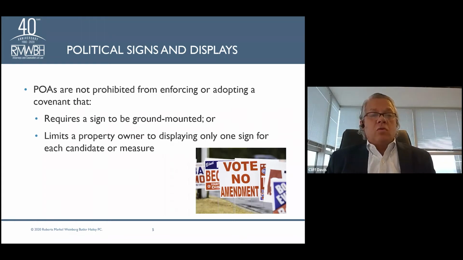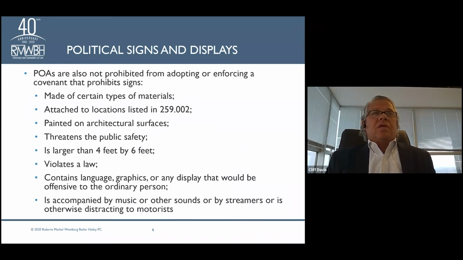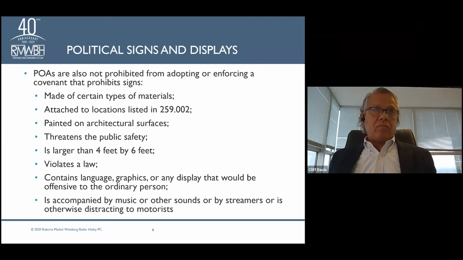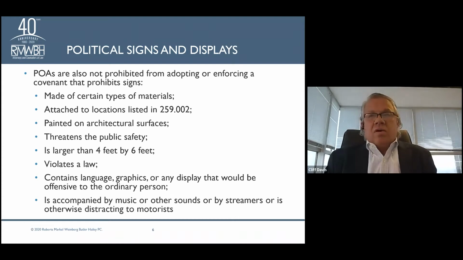There are some things you can do with political signs, though. You can require that they be ground mounted. You can prohibit more than one sign for each candidate or measure that's on the ballot. You can prohibit the types of materials that can be used. If they're attached to the house, you can regulate that. You can regulate them if they're painted on architectural surfaces, if they threaten public safety, and you can regulate the size. Or if they violate a law, or if they contain offensive language.